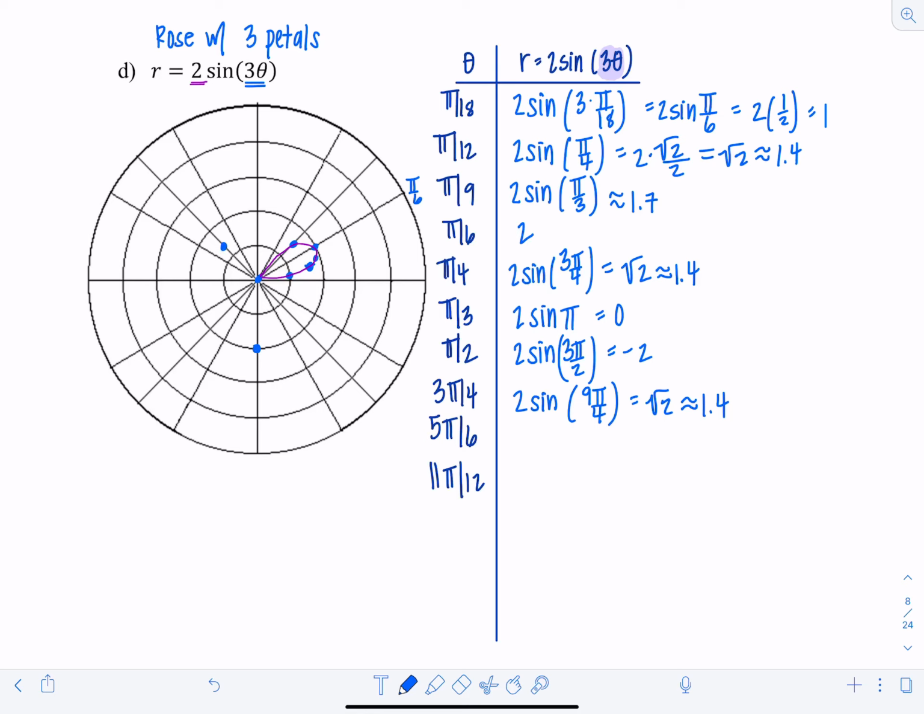And then 5 pi over 6, this is going to be 2 times sine 5 pi over 6 times 3, which is 5 pi over 2, which is the same as pi over 2, so this is 2. So 5 pi over 6, now the radius is all the way here at 2, and then I know now where that third petal is, right? So whenever the radius comes out to be 2, which is the coefficient here, you know that that's the tip, or the end of the petal. And since I know there's 3 petals, I know where they all are. So I can just fill in the rest of my graph now.